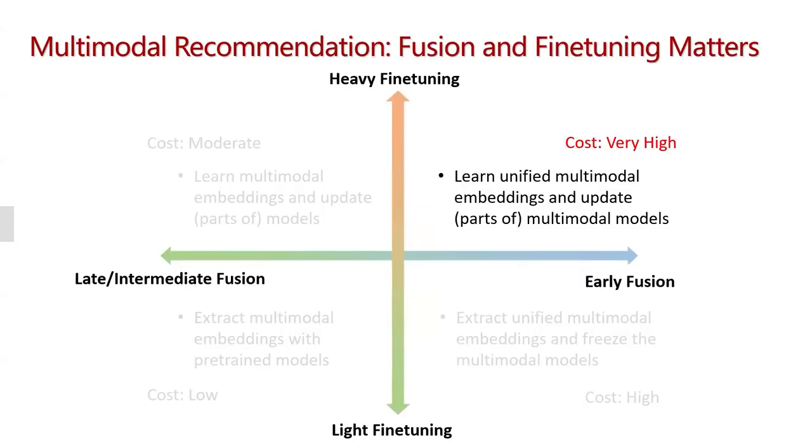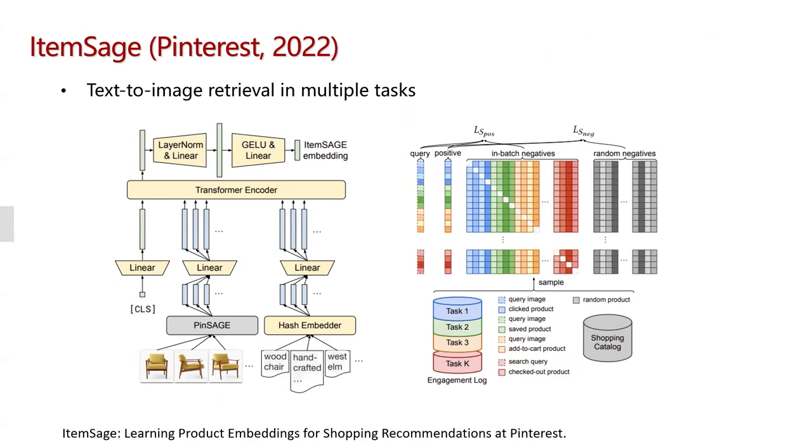And finally, let's go to the upper right part. This part is not very widely used in industrial systems because the cost is very high. But if we do not fine-tune a large model, the performance is also acceptable. But well, the performance may not be as good as if we directly fine-tune the pre-trained foundation model. And in this part, we really learn unified multimodal embeddings directly by the basic foundation model, and really update parts of the multimodal models. In fact, the atom stage method falls in this category because in this method, they usually directly learn the transformer encoder based on the low-level features of the text and the images, right? So if the transformer encoder is very large, the computational cost is very high, right? But in this paper, they use a single-layer transformer encoder, and they find the performance is also satisfactory.